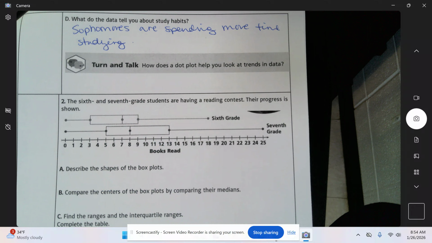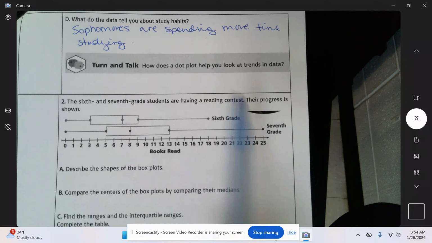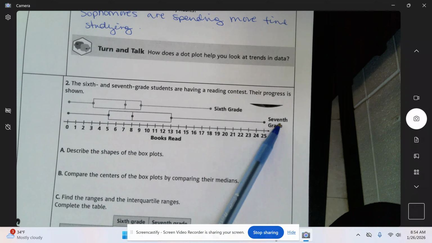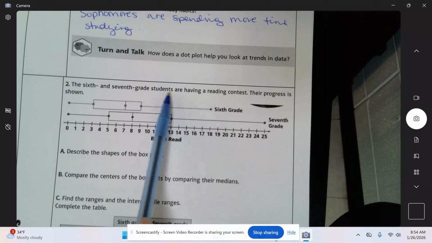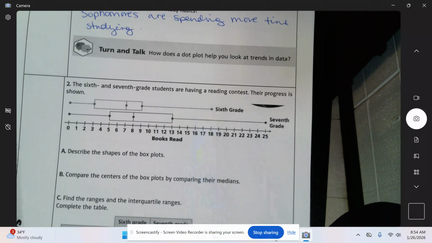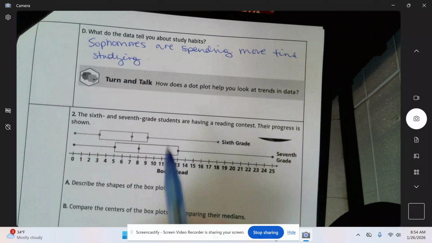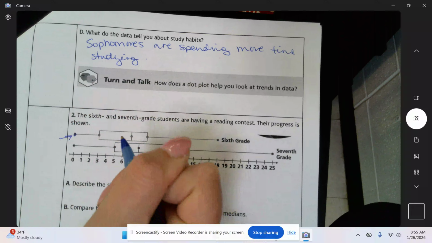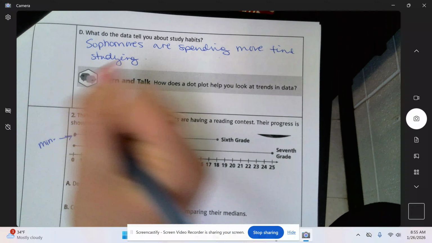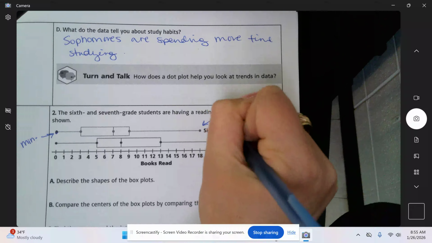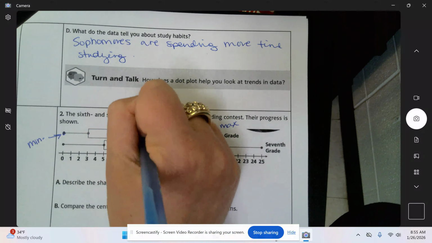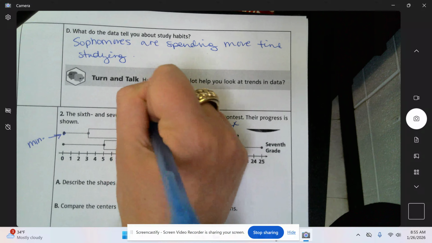All right, box plot. You've got two box plots going on here. You've got this one that's for 6th grade, and this one that's for 7th grade. They're having a reading contest, and here's their progress. Label this box with me really quick, just so that we remember. What is this point called? Minimum. It's your min, which means the opposite side is your maximum. The one in the middle is your median, also known as your Q2.